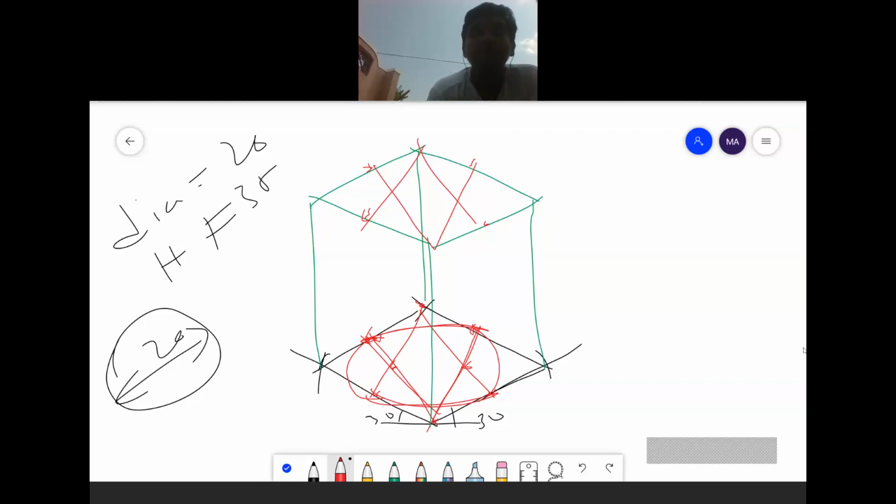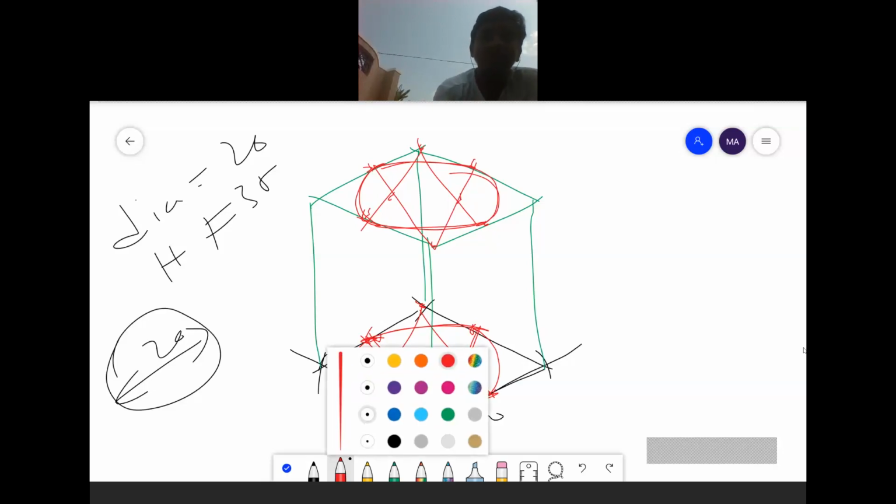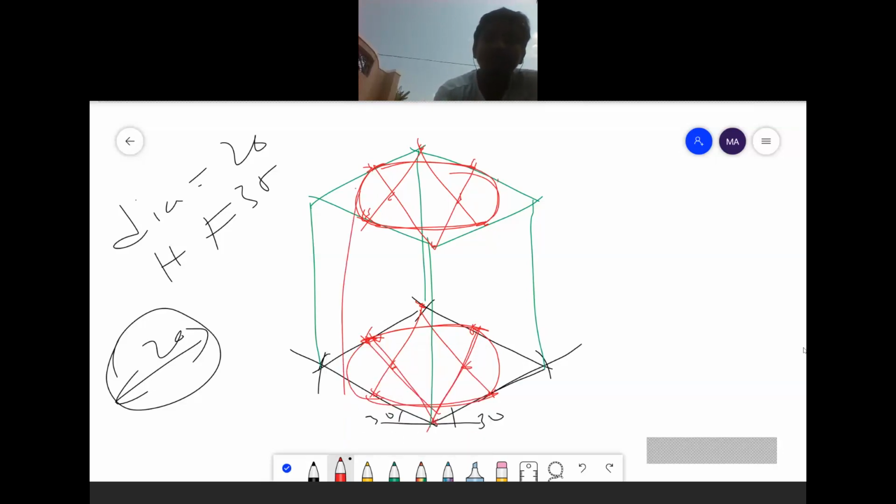We'll take this as a center and this as a radius and draw one arc. This as a center, this as a radius, I will draw one arc, and again another arc, and another arc. Okay, I will form another circle at the top. Then I will join those two circles directly. Here I have drawn multiple lines, but you only have to draw one line from here to here.